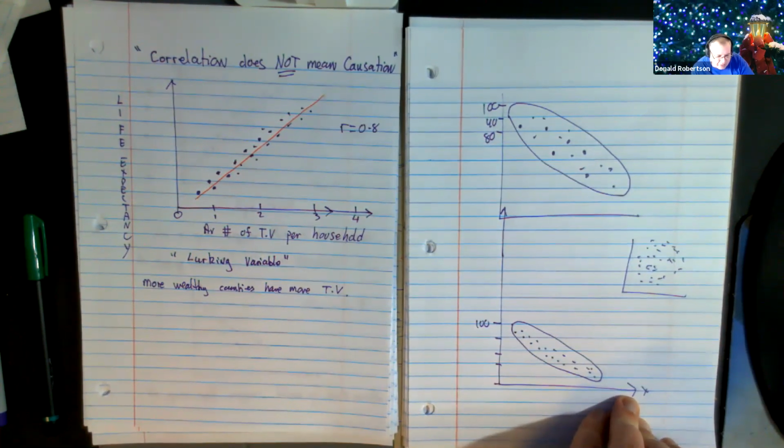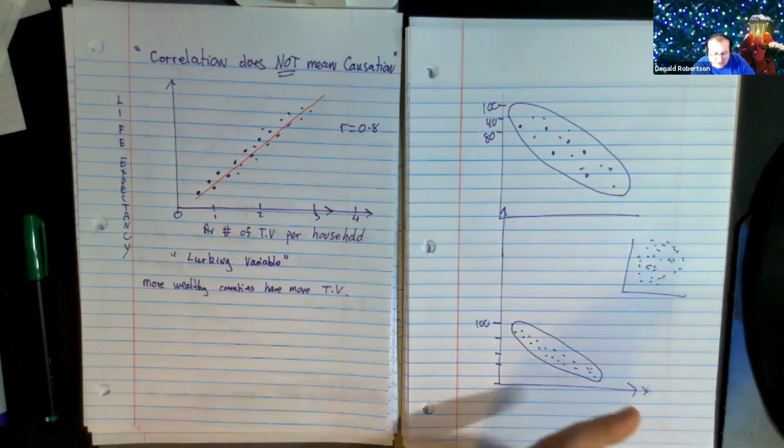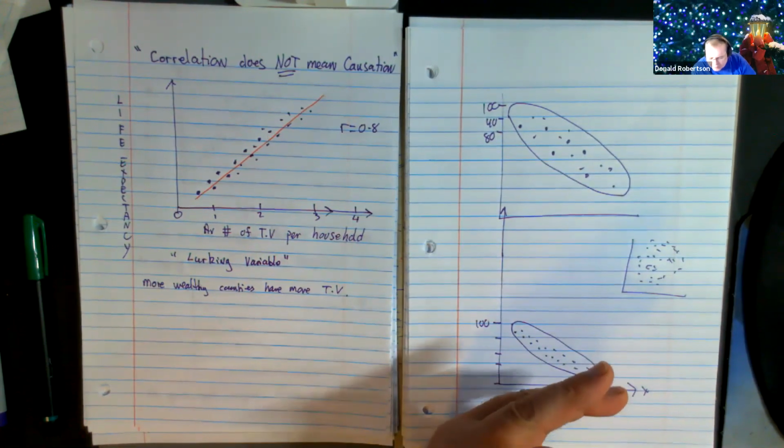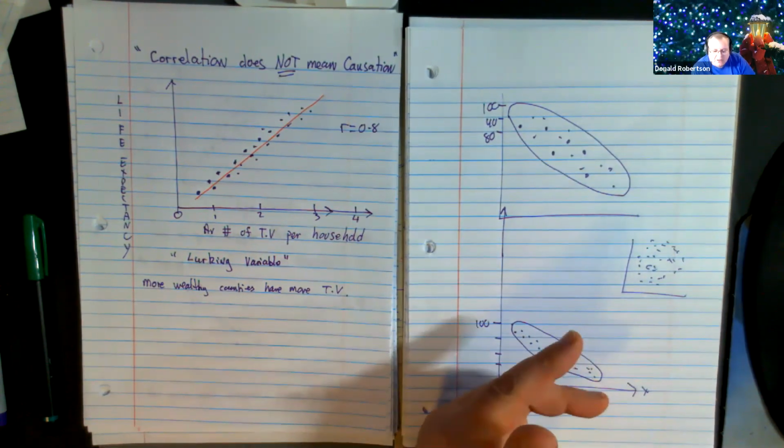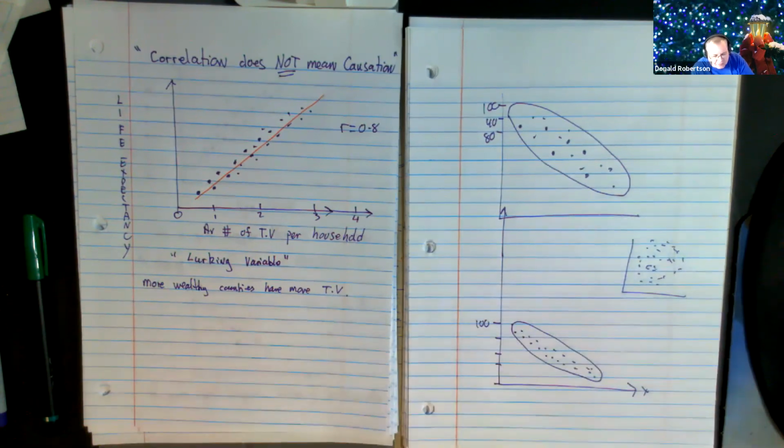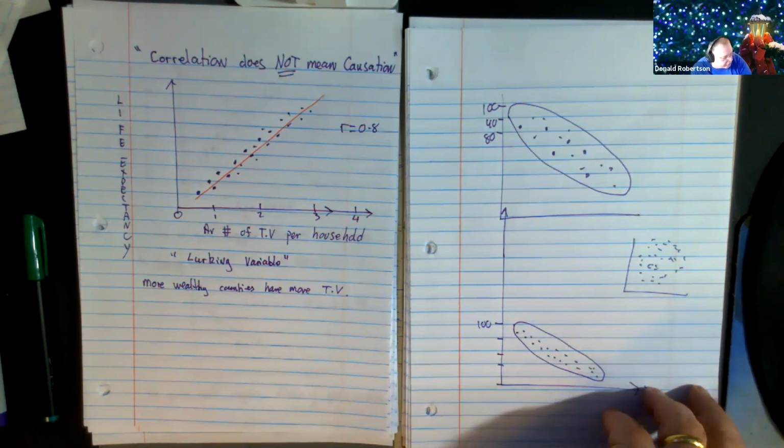Use the R value. So 0.9 is good. That's strong. 0.7 is moderate. 0.5 is, well, they're calling it low. I'm calling it weak. Right? And anything under 0.5 is pretty much not worth talking about. There's no correlation, essentially.